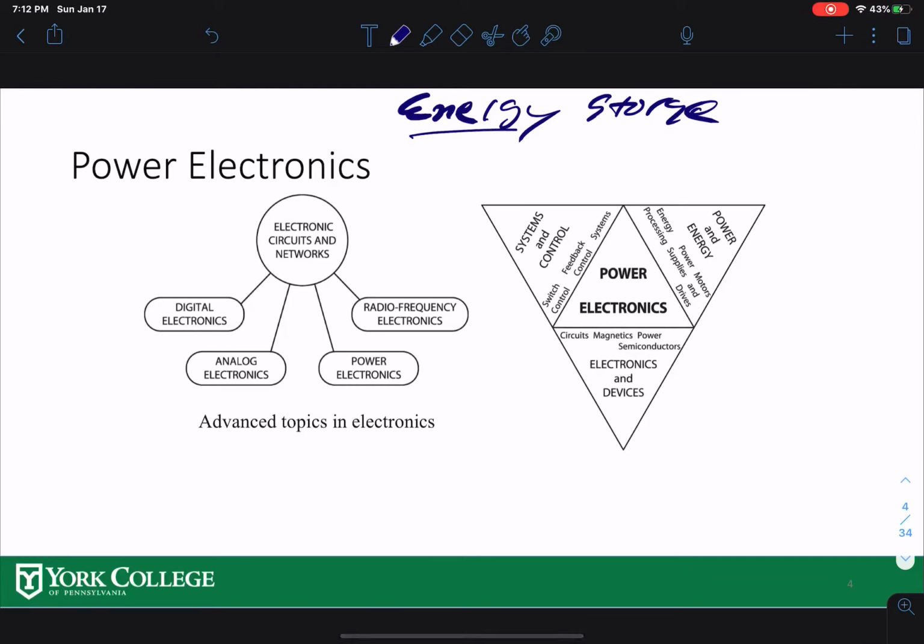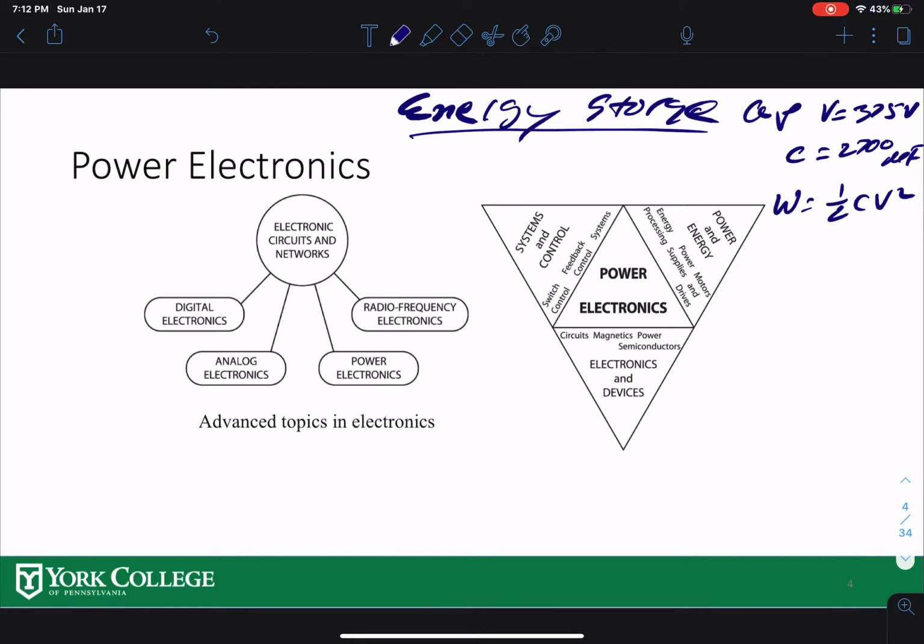You know that a capacitor is an energy storage device, right? So let's say that you have a capacitor over here whose voltage is 375 volts, and its capacitance is 2700 microfarad. Then how much energy is it going to store? It is one half C V squared. You all know that equation. If we apply this equation, you will see that your energy over here is 190 joules, right? And a joule is watt times seconds.